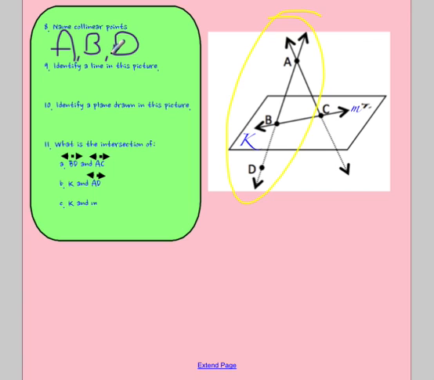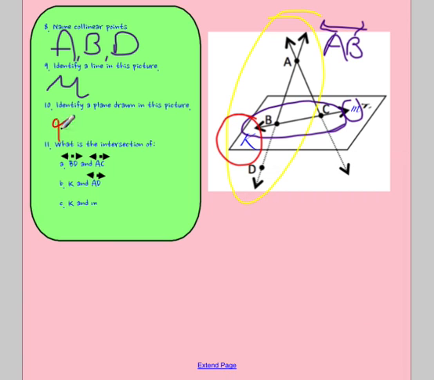Number 9 says to identify a line in this picture. Well, I already talked about this line here, we could call that AB. But I see that there's a lowercase script letter right there. So I'm going to use that to represent that line. So this line right here, I could call script M. Next it says identify a plane drawn in this picture. Remember, there's a couple different ways we can represent a plane. We could do a capital script letter, which we could do for this right here.